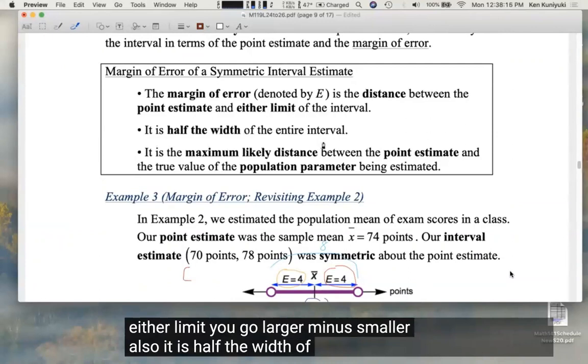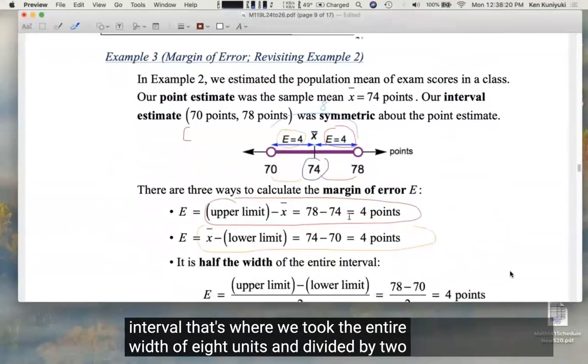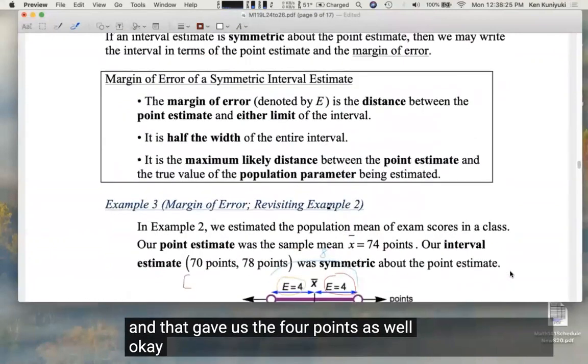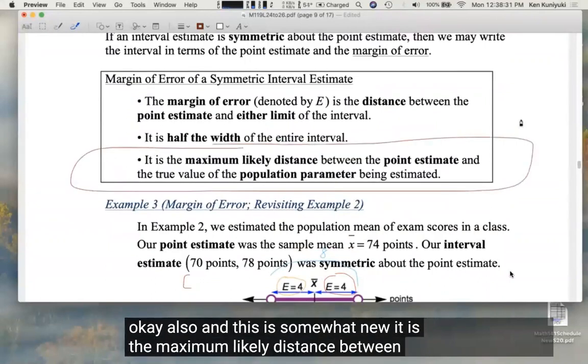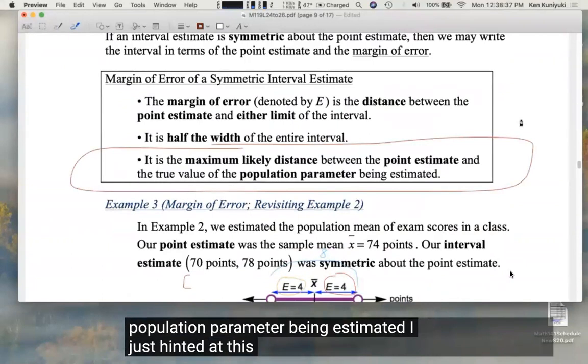Also, it is half the width of the entire interval. That's where we took the entire width of 8 units and divided by 2. And that gave us the 4 points as well. Okay. Also, and this is somewhat new, it is the maximum likely distance between the point estimate and the true value of the population parameter being estimated. I just hinted at this before.